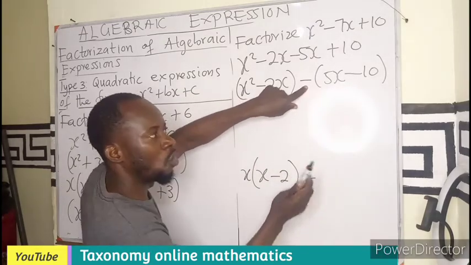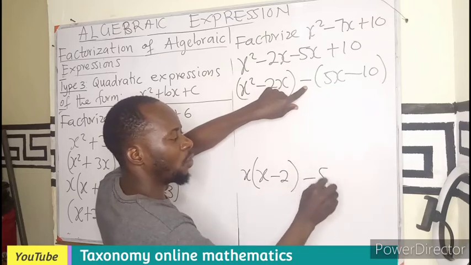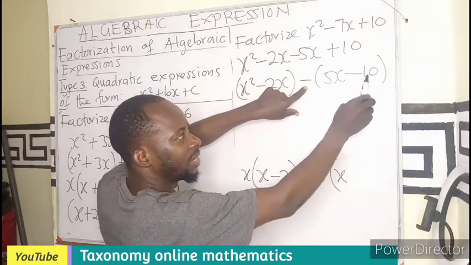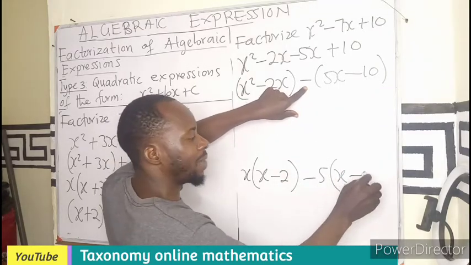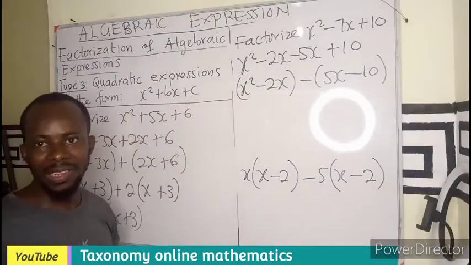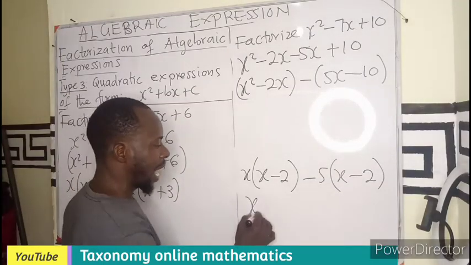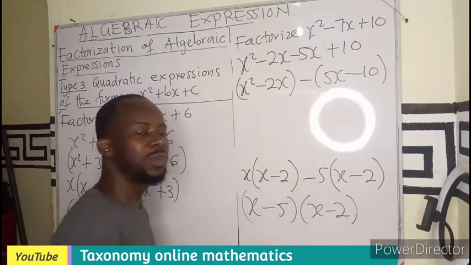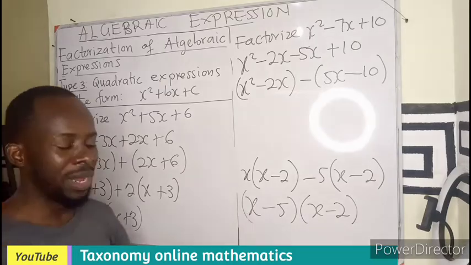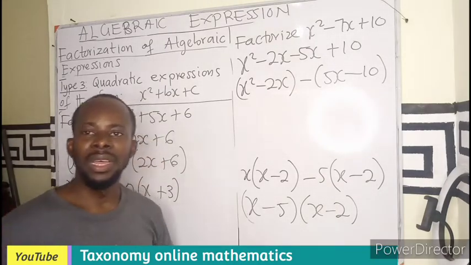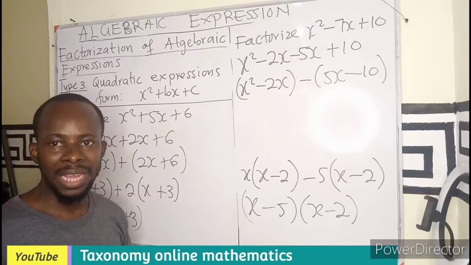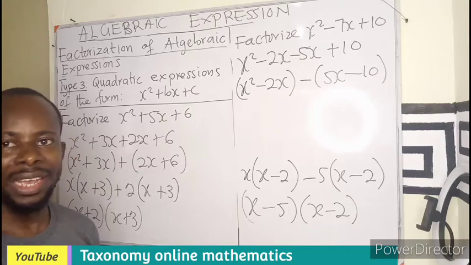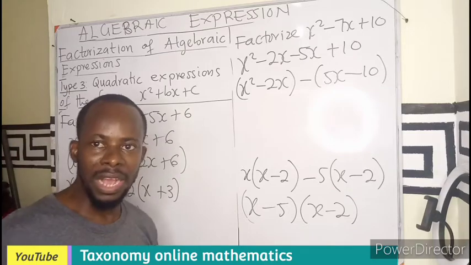The minus will come. Common factor for 5x and 10 will be 5. 5x divided by 5 will be x. 10 divided by 5 will give you -2. So you can see the bracket is the same. So we take the outside term and the inside term. So the answer is just x minus 5 in one bracket, x minus 2 in another bracket. I believe you have followed the concept, because I'll be giving you one to try. So let's see how that goes.